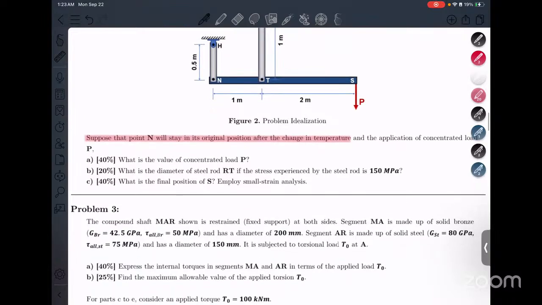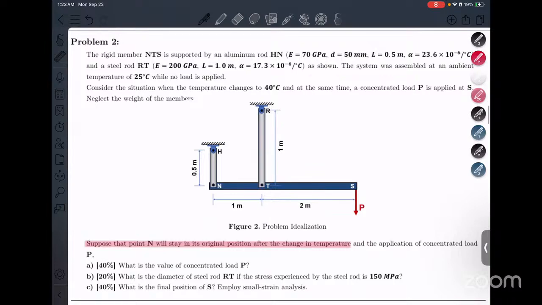Sige, sorry ulit. Let's go back. Problem 2. So N will stay in the same place. So the first question is, what is the value of the concentrated load P? The way we solve that essentially is by trying to derive systems of equations to find that point, right?